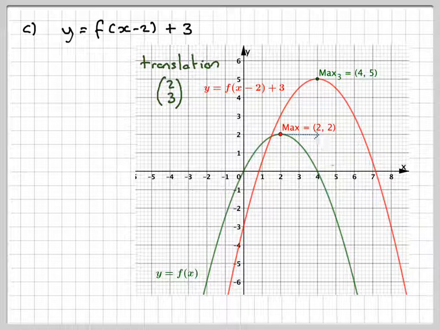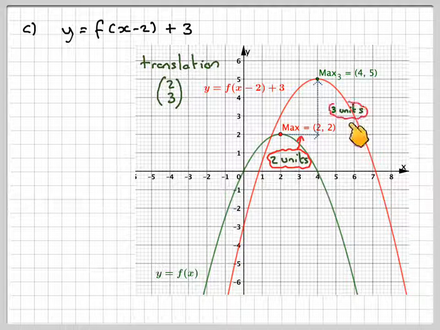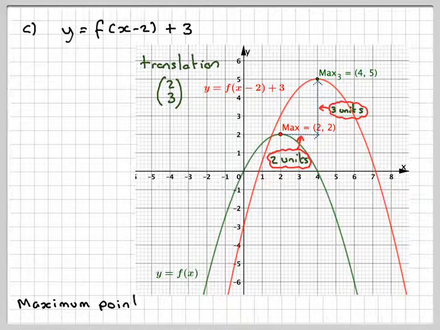So I'm going to move along 2 units and then up 3 units. Doing that will still take me to the same place. Okay, so therefore the maximum point in this case is going to be (4, 5).